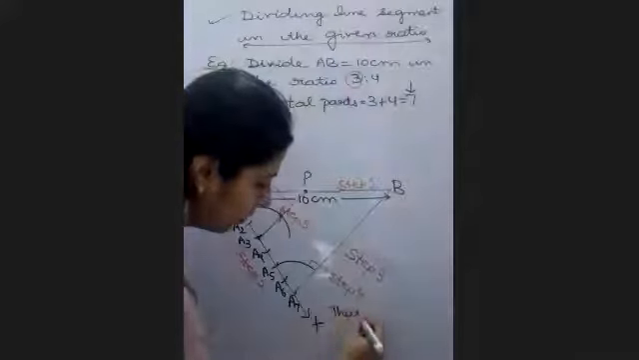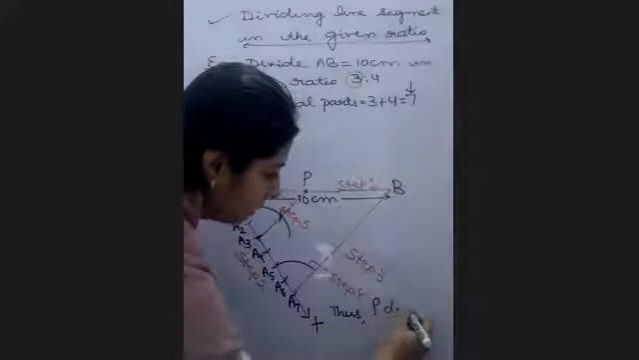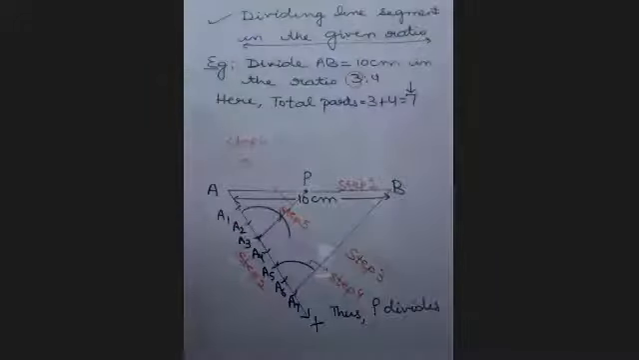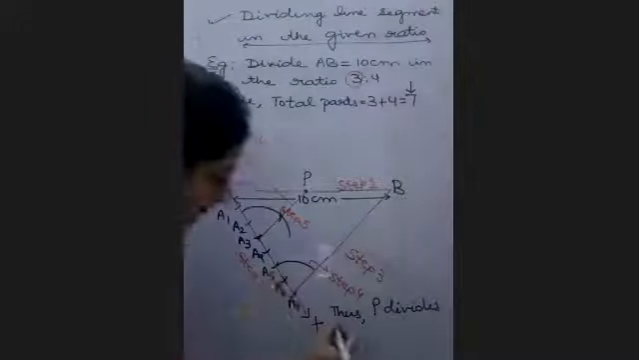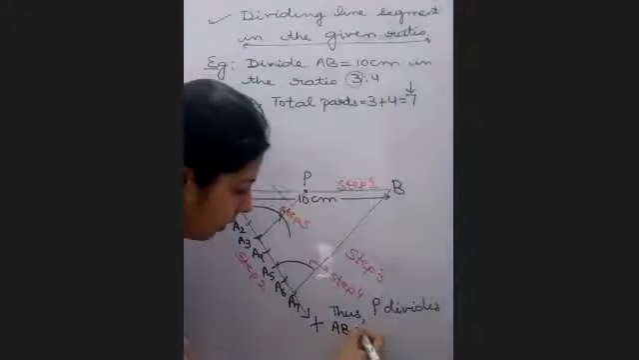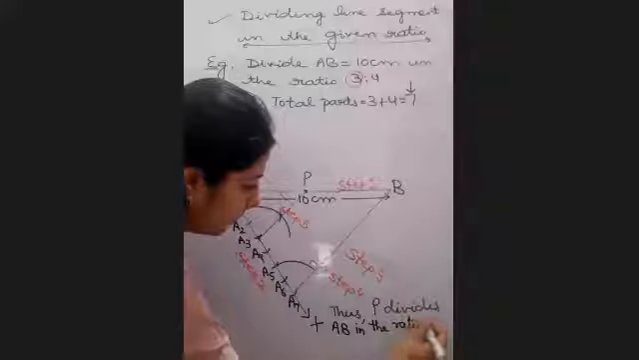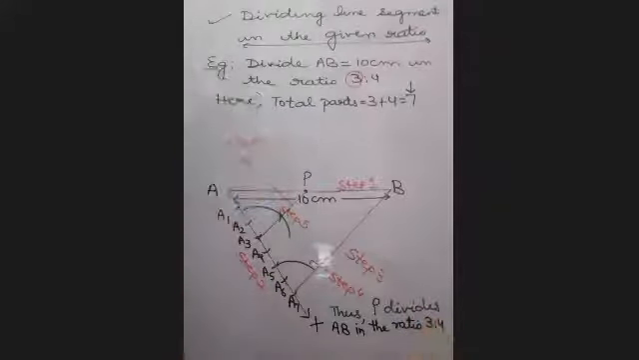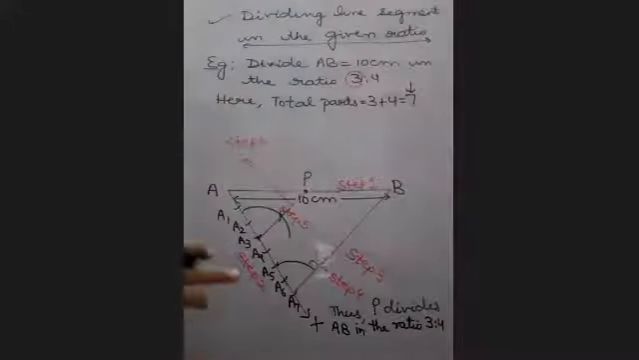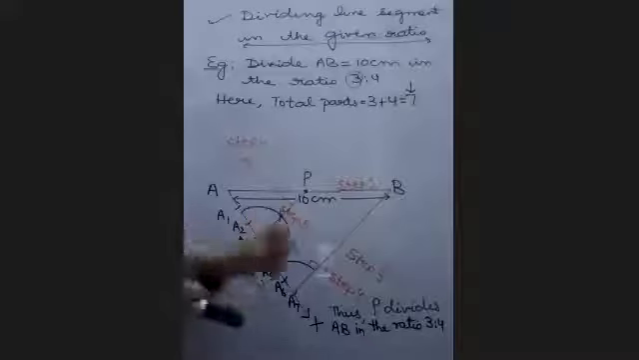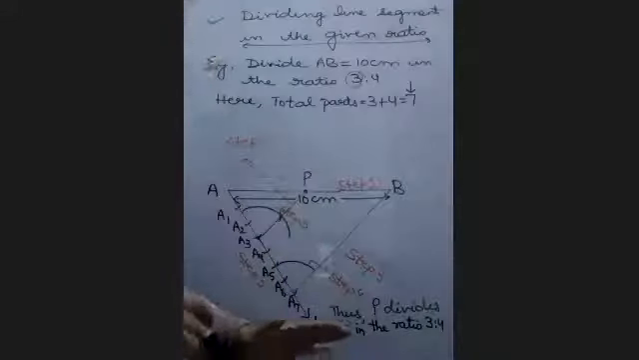Thus, P divides AB in the ratio 3:4. Okay. So for this, you will get 2 marks because if this one comes, it won't be coming for more than 2 marks. Now, I would like to explain to you how it is happening, how this is working.